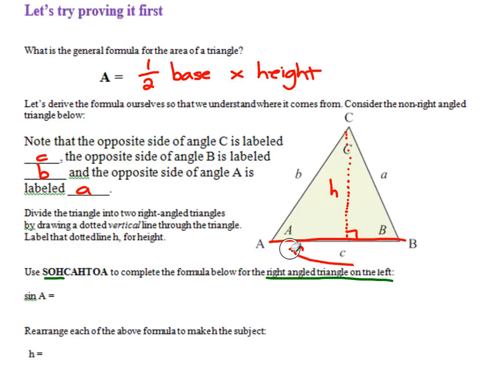So according to the right angle triangle, the sin of A, remember sin refers to opposite over hypotenuse. So the sin of A means its opposite side over its hypotenuse. Notice the opposite side is h and the hypotenuse is b. So we can just say the sin of A is h over b. Notice I'm using lowercase b because we're talking about a side length, not an angle. Uppercase letters refer to angles. So sin A equals h over b.